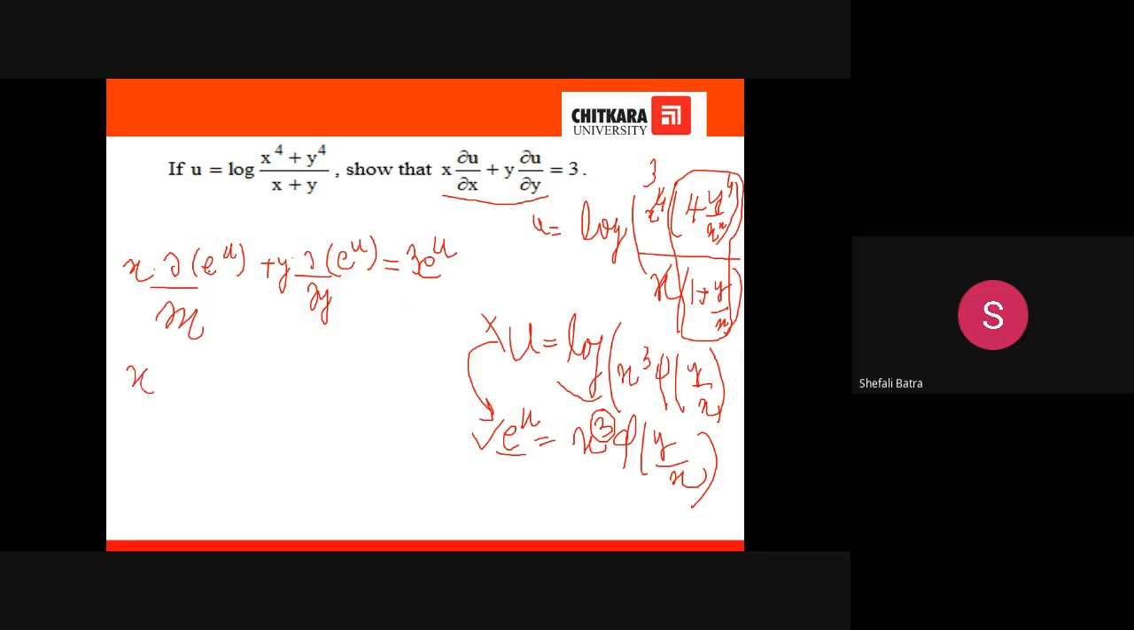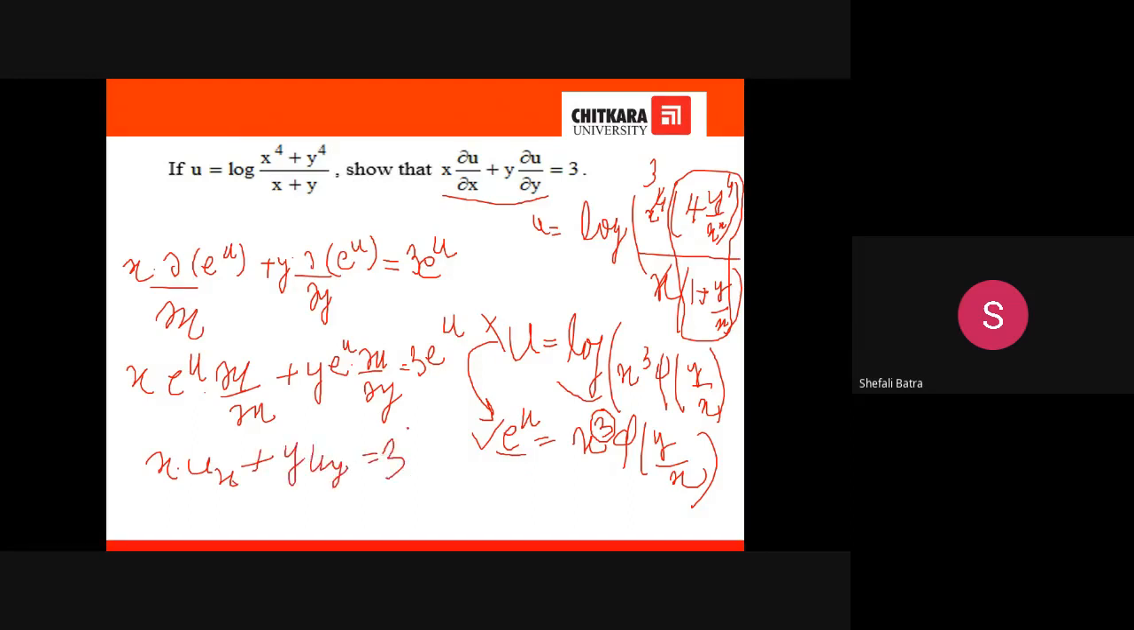You will differentiate this with respect to x. So e raised to power u as it is into ∂u/∂x plus y e power u ∂u/∂y is equal to 3e^u. So e^u would be cancelled out on both the sides. So x into ux plus y into uy is equal to 3. Done. So this is required.